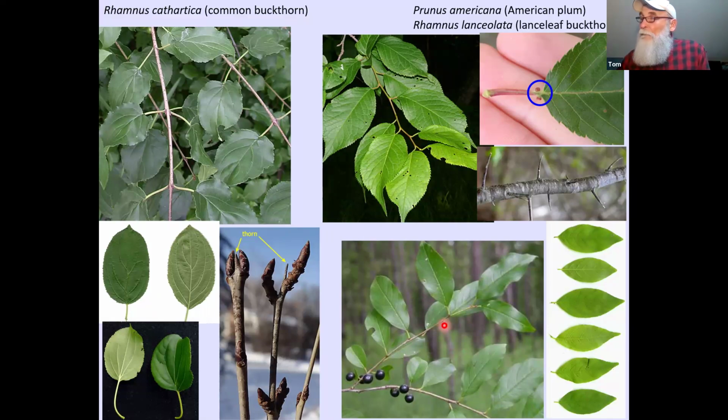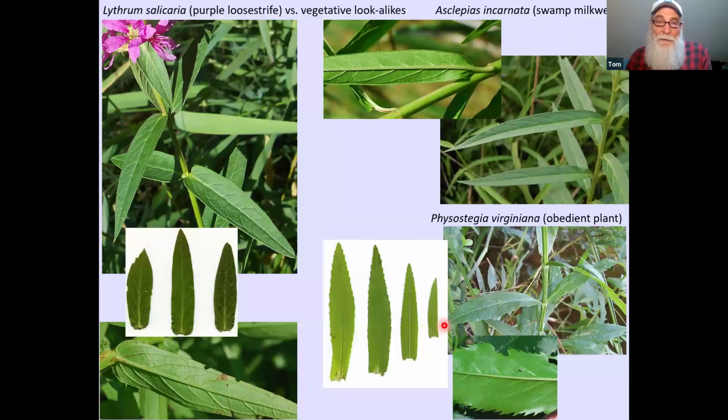So that should do you for buckthorn. And then I had a request to look at Lythrum salicaria, purple loosestrife, especially with respect to identifying it from vegetative lookalikes. It's pretty easy when it's in flower.